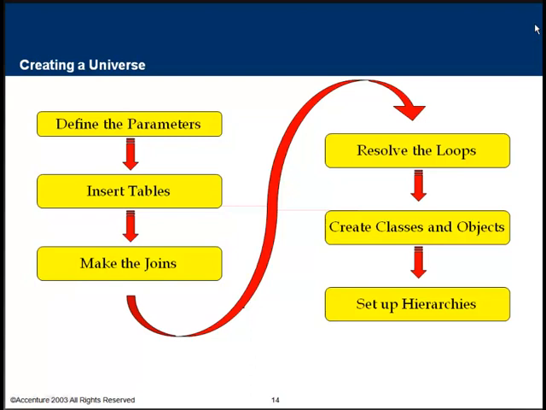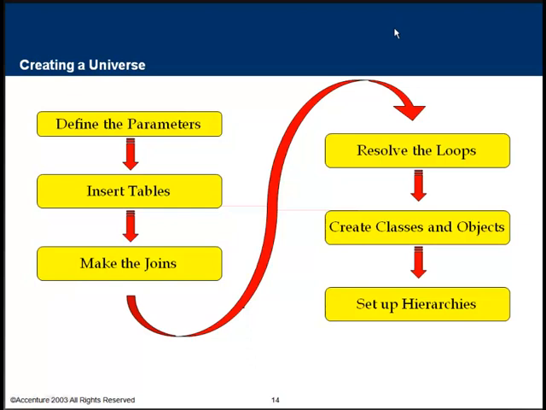And eighth step is distribution. Distribution means later you need to export your universe to the server, the BO server. Then people can access your universe from the server and they can create a report.